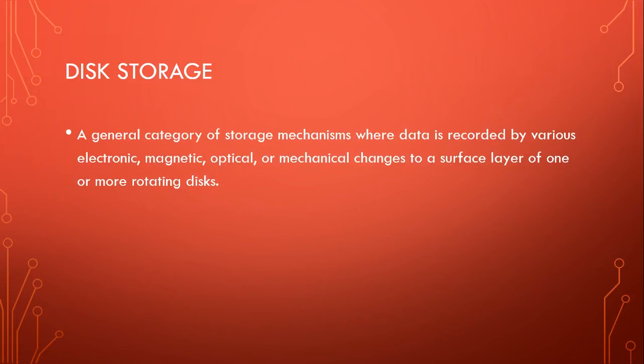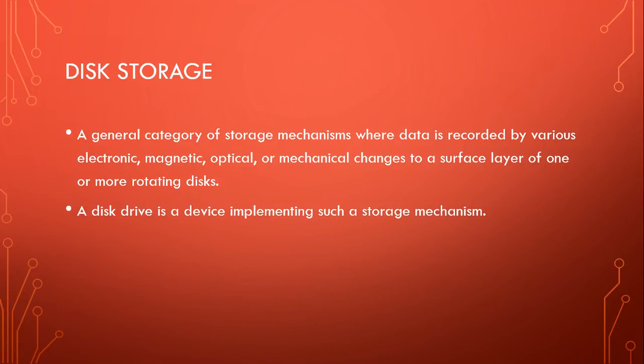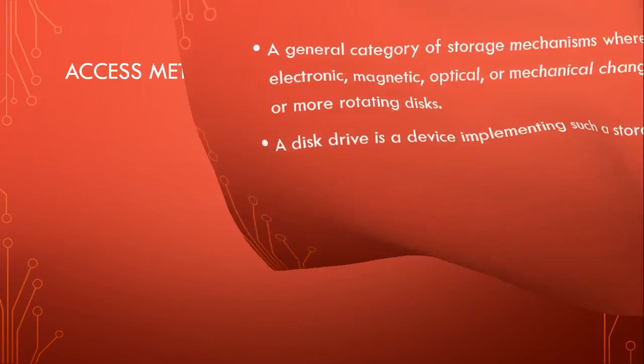Now let's start talking about disk storage. A general category of storage mechanisms where data is recorded by various electronic, magnetic, optical, or mechanical changes to a surface layer of one or more rotating disks. This is when you start thinking of things like your hard drives, DVDs, Blu-rays. That's all a form of disk storage. Now, a disk drive is a device implementing such a storage mechanism, whether it's your hard disk drive, or an optical drive, or some other kind of mechanism that is going to be able to read whatever that disk media is.